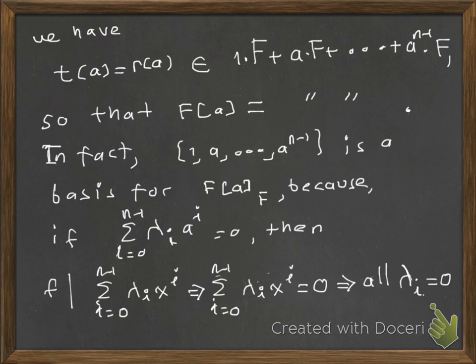Now this only shows that the powers of a, from the 0th power through the (n minus 1)st power, generate F[a] as a vector subspace of E, containing F, of course. Note that. In fact, we claim a little more than that, actually much more than that. We claim that this is a basis for the vector space F[a]. Let's see that it's a basis.